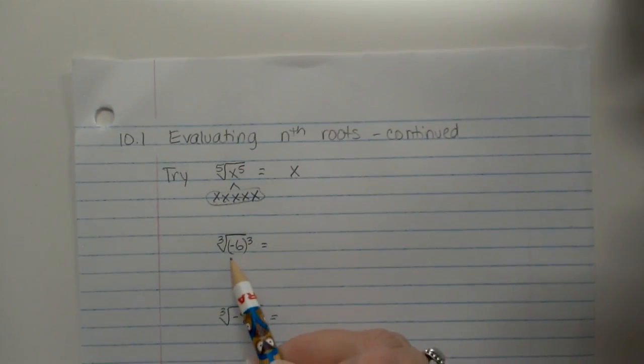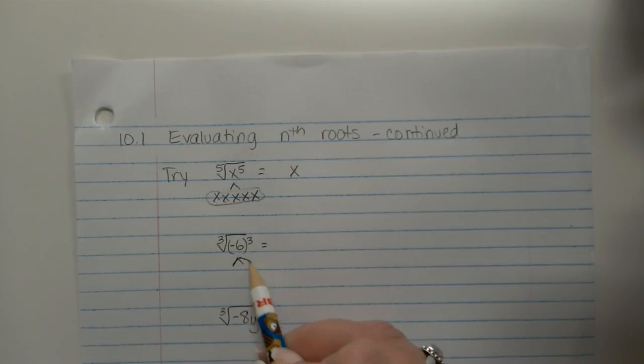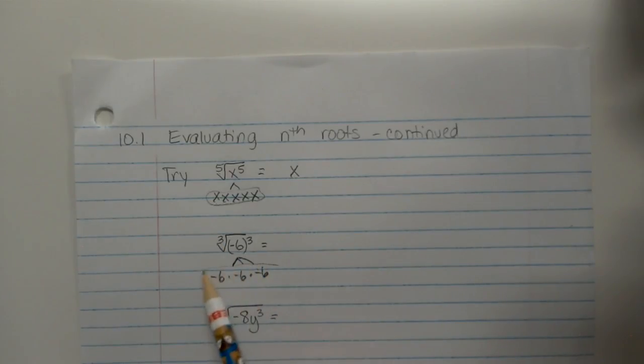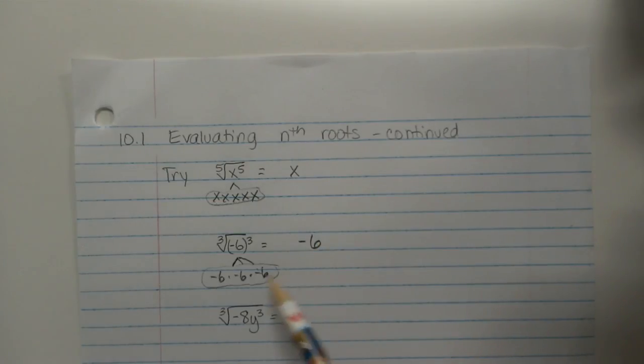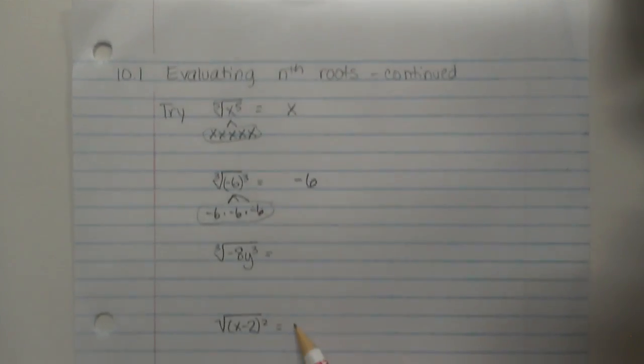All right, let's look at this one. This is negative 6 cubed, which is the same thing as saying negative 6 times negative 6 times negative 6. I'm looking for a set of 3, and guess what? I have a set of 3. And since it's odd, I can actually do that.